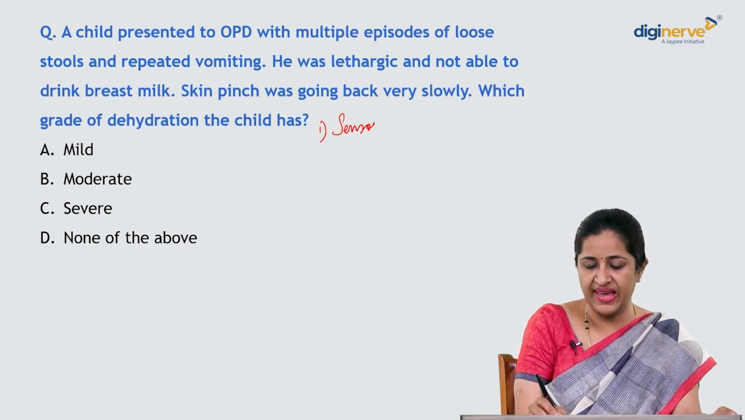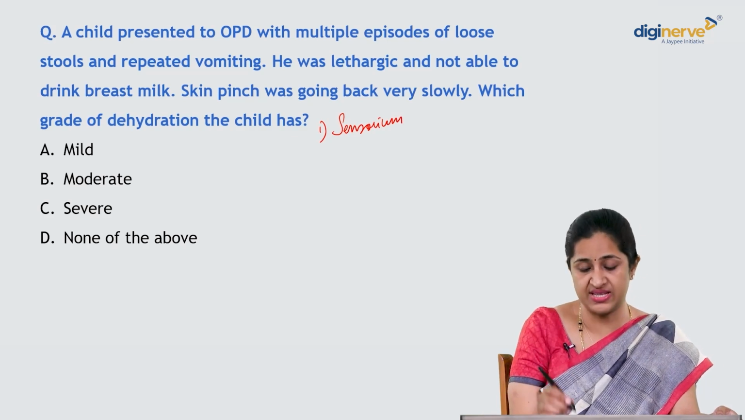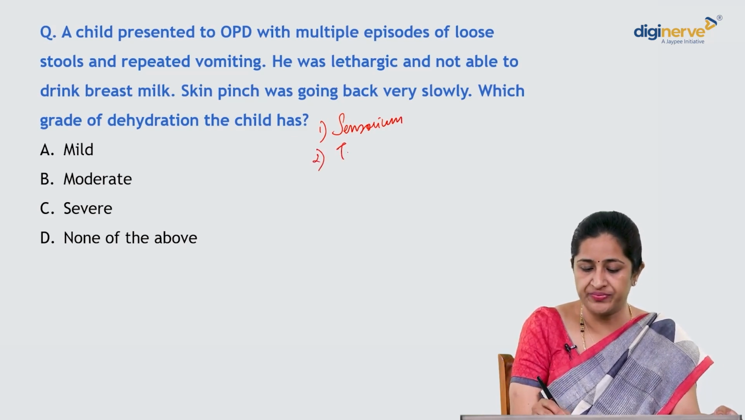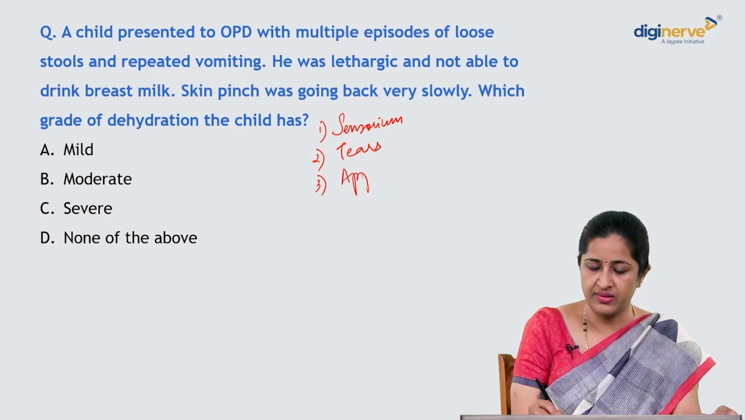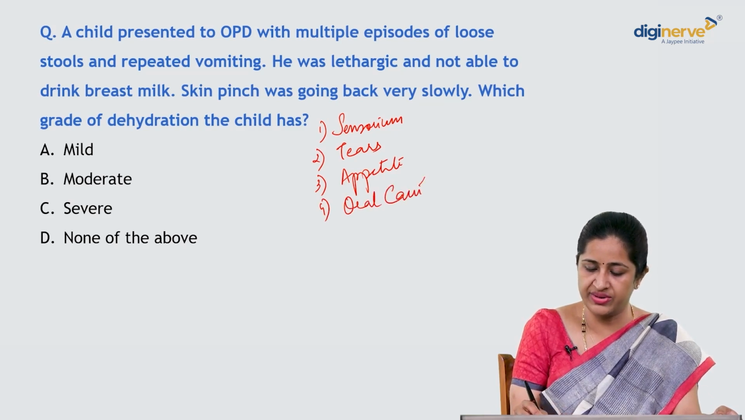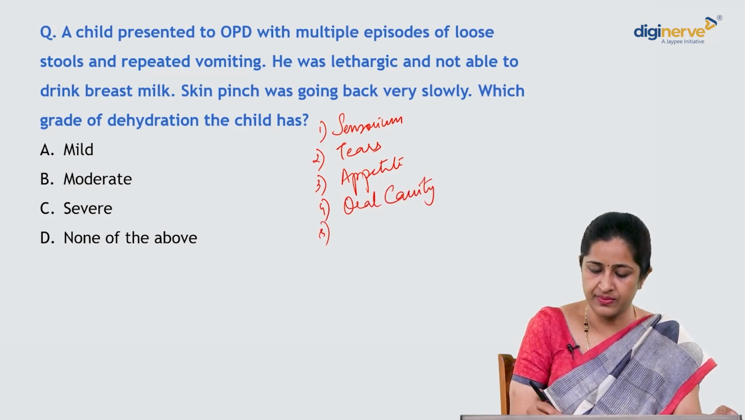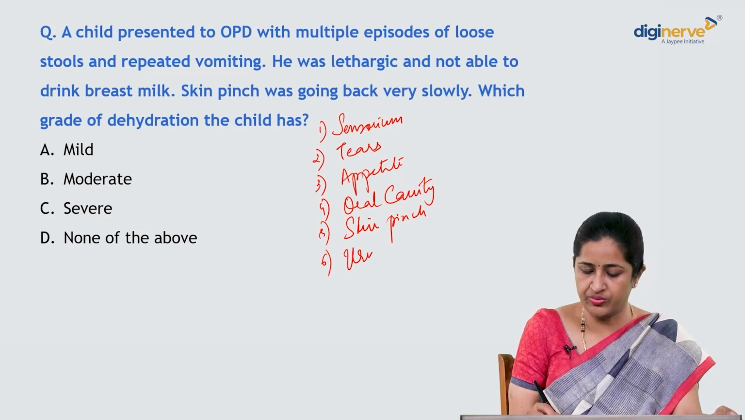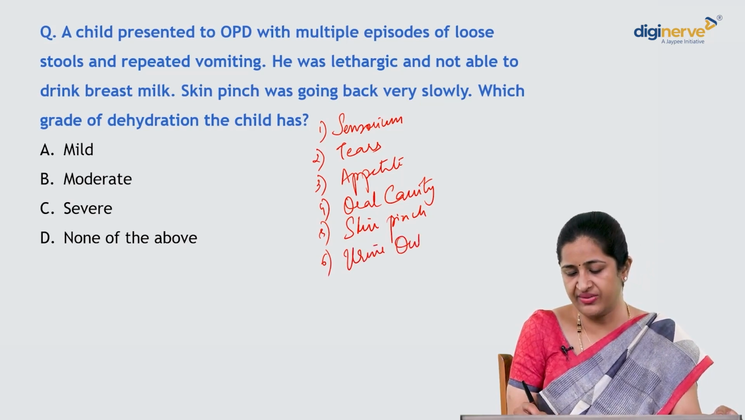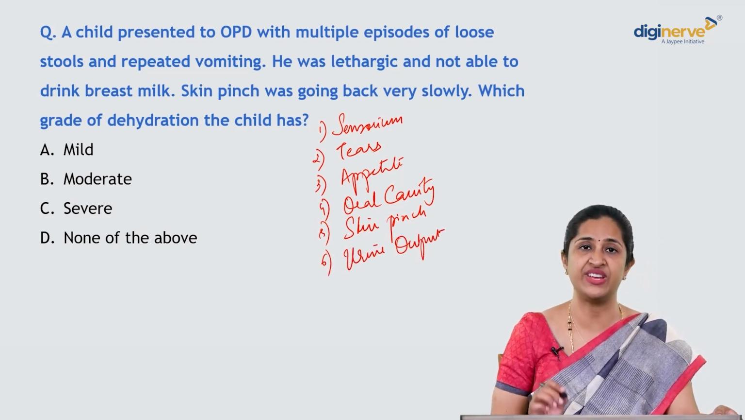First, sensorium. Second, tears. Third, appetite. Then oral cavity, skin pinch, and urine output. Now these are the ways you're going to identify signs of dehydration.